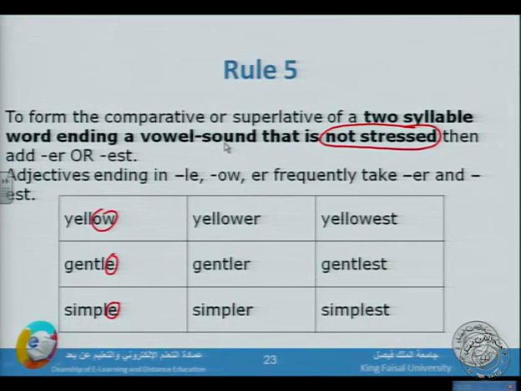Okay? So in this case, what you need to do is to add ER simply. Yellow, yellower, yellowest. Gentle, we have E. And remember the other rule. If a word ends with E, you should add R. Gentle, gentler, gentlest, add ST. Simple, simpler, add R. And simplest, you add the ST. There is no need to put two E's at the same time. So is that clear? I hope so.